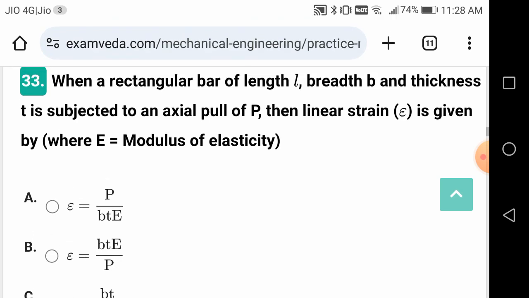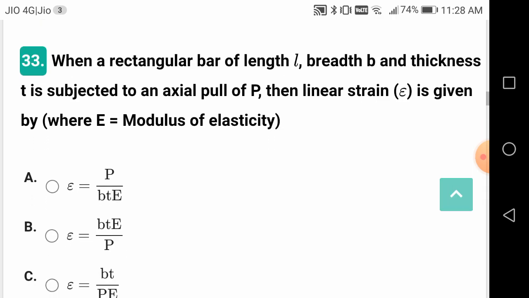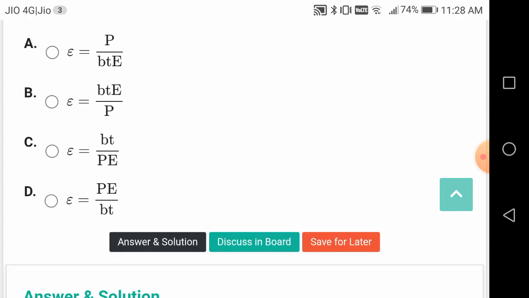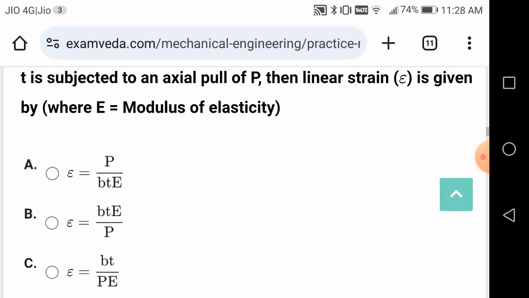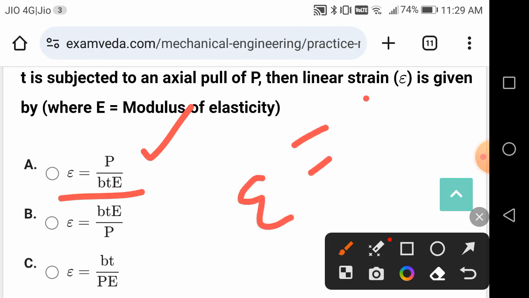A rectangular bar of length L, breadth B and thickness T is subjected to an axial pull P, then the linear strain is given by P by BTE. Option A, P by BTE. So BT is the area.